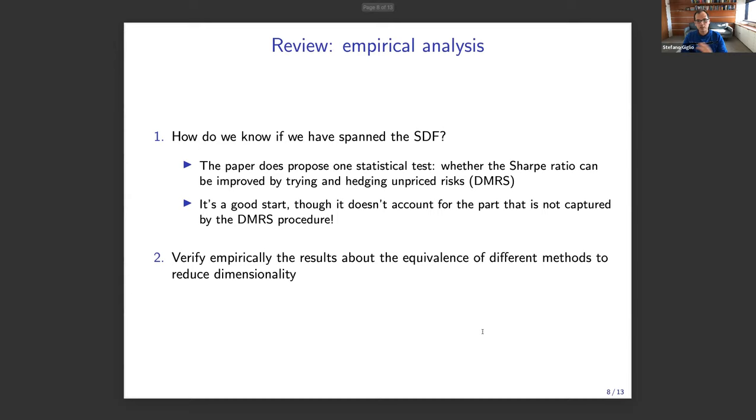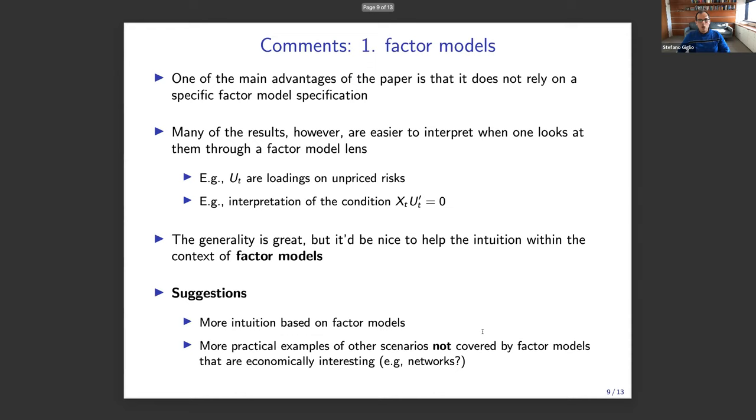Now, I'm going to skip the review of the empirical part because I don't have a lot of time, and because in any case, it's still work in progress. So I just want to instead get to a few comments on the paper.